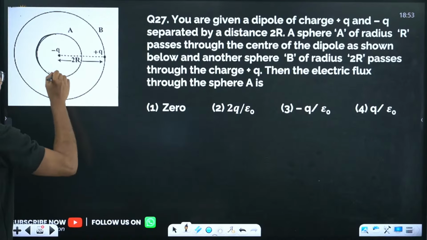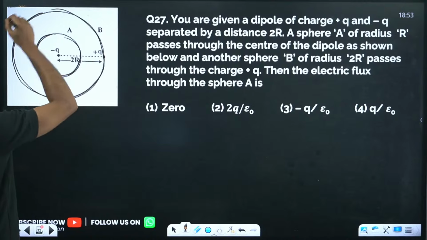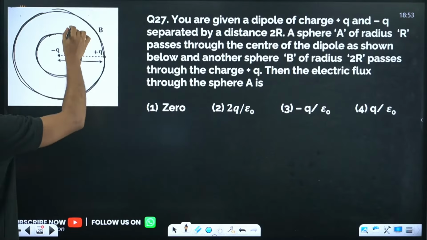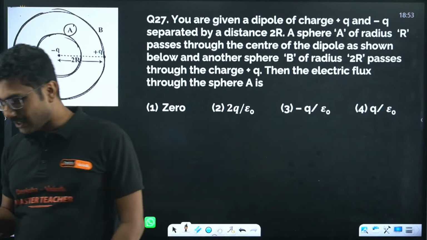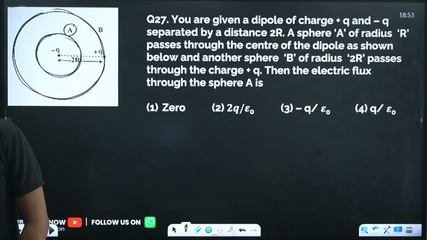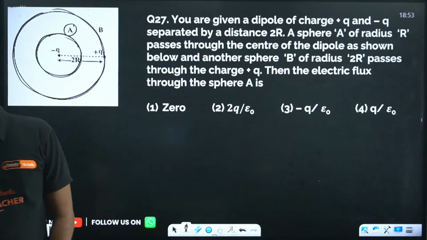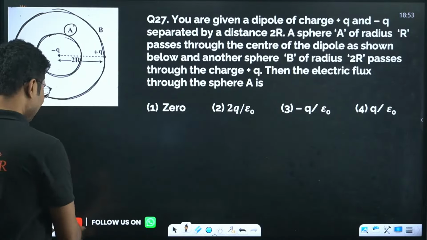Here we have two spheres, 1 and 2. I don't know why they have given two spheres. The question is, what is the electric flux through this sphere A? Now answer this. I am doing it fast only. No, 1, 1, 2, 2 is not correct. It is 3 which is correct.